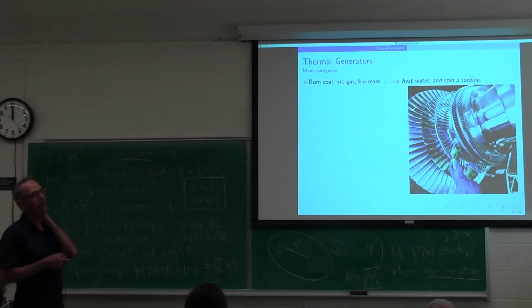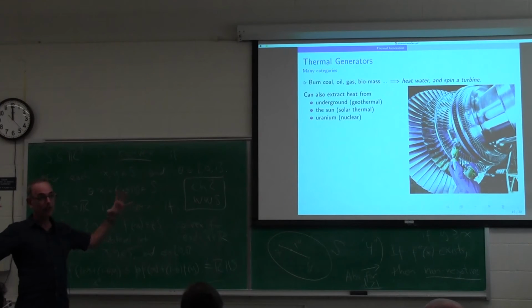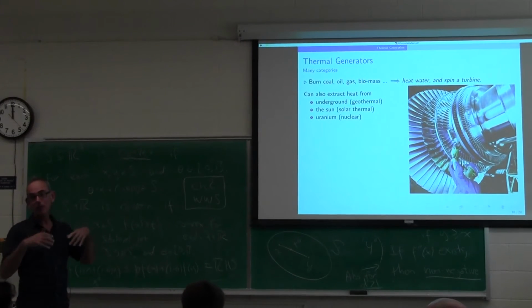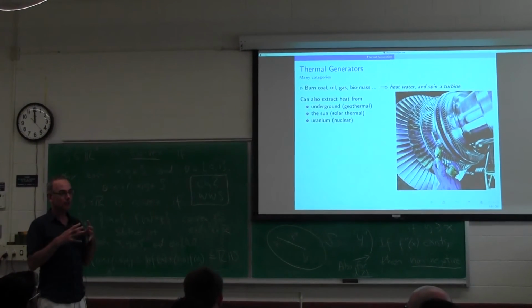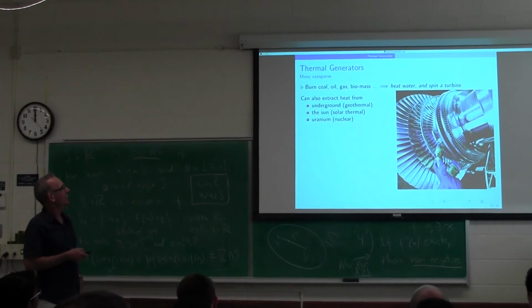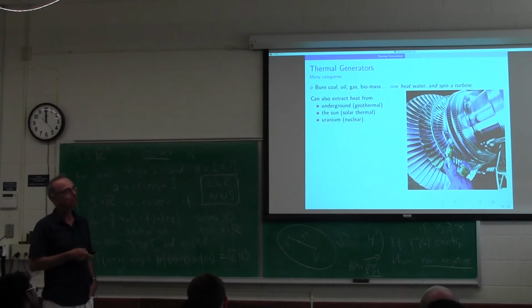You burn something, heat water, make steam, and you spin a turbine. And this is from Wikipedia. It's a beautiful turbine that spins with steam blasting by. Okay, and you can also get heat from underground, that's geothermal. You can get it from the sun, that's solar thermal. So you get the sun's rays, you concentrate that heat, and maybe you heat up oil or do something, and with that heat you spin something. All right, and of course uranium, nuclear power.